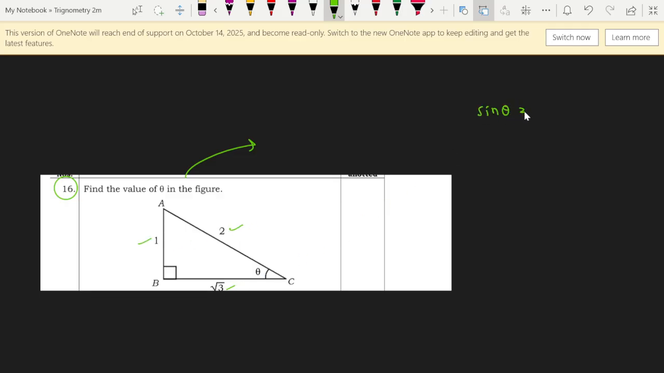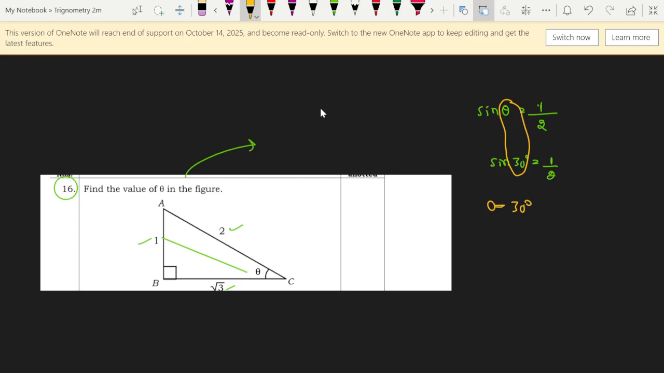I will show you how to find the answer using all the trigonometric ratios. So let's take sin theta. Sin theta is opposite side by hypotenuse. What is the opposite side? Opposite side is 1 over here, hypotenuse is 2. Sin theta is 1 by 2. And for what value of theta do we get sin theta half? We know that sin 30 is equal to half. Hence theta is equal to 30 degrees.